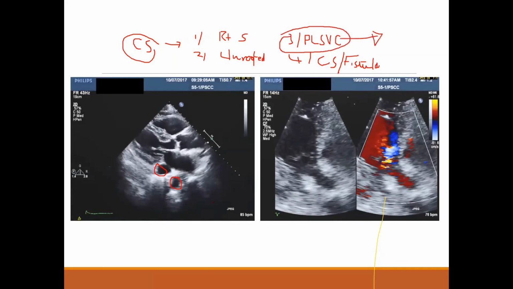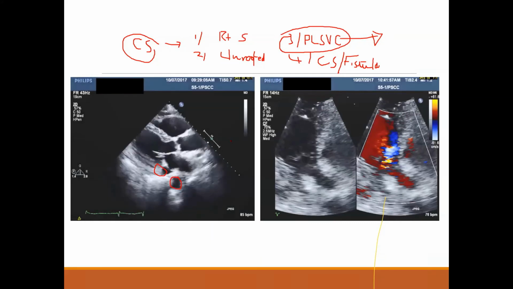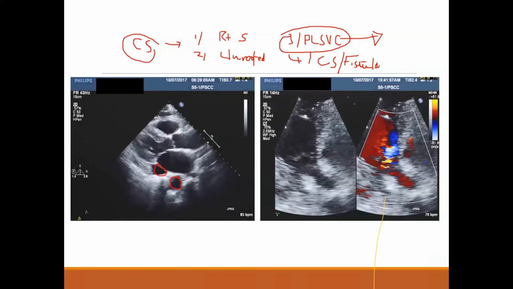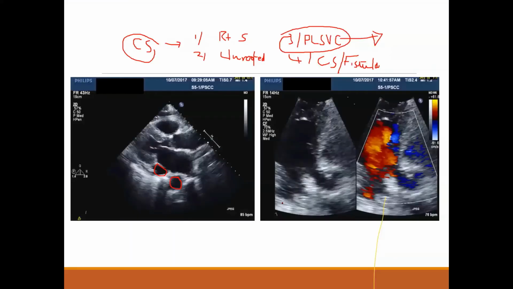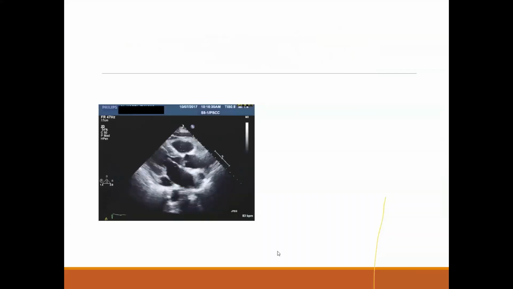Persistent left SVC, because it's relatively common, right? As far as I remember, it's 5% or something. I'm not so sure, but the percentage is really high for persistent left SVC. Okay, so it's common. It's not something rare, you know. Now look at this one here. The same image. Sorry.